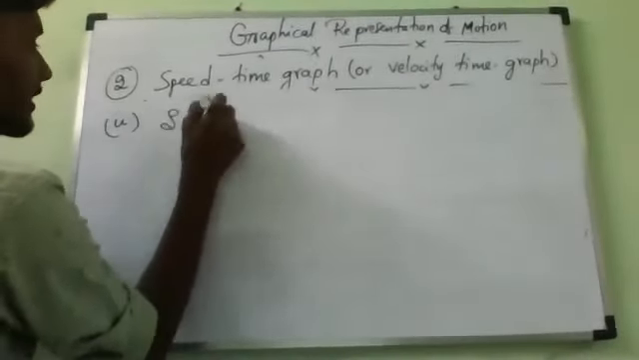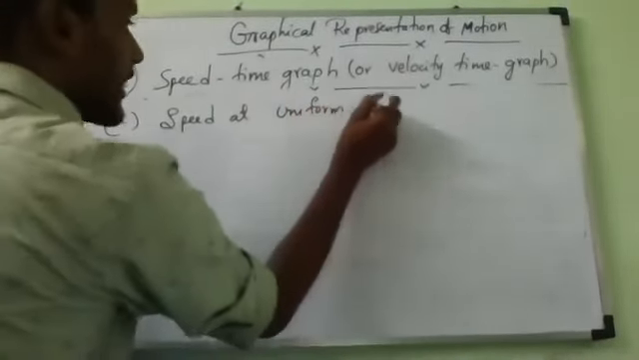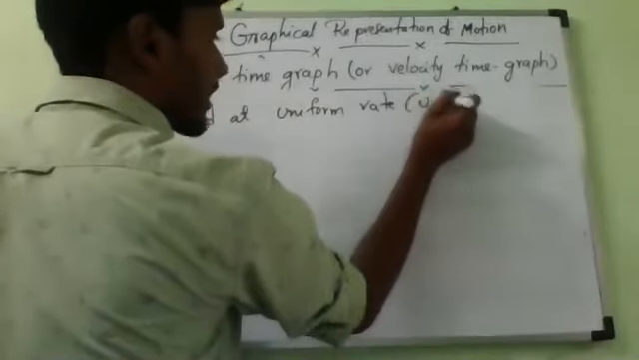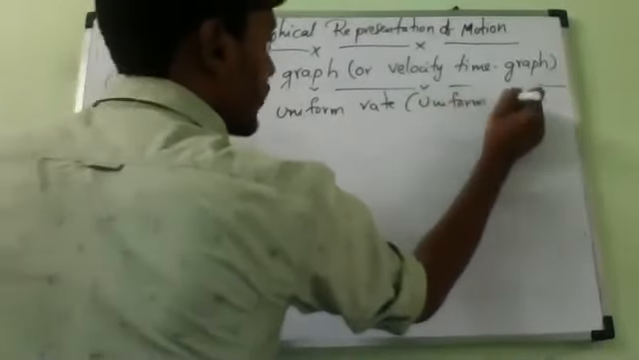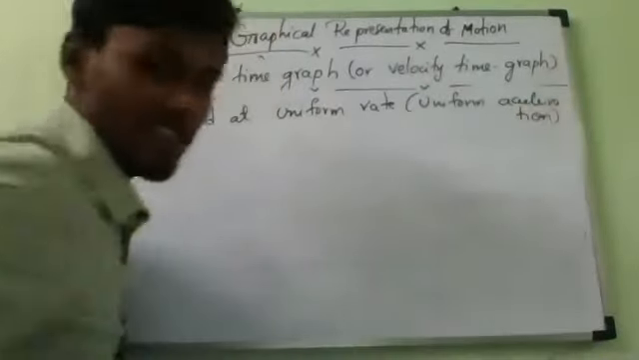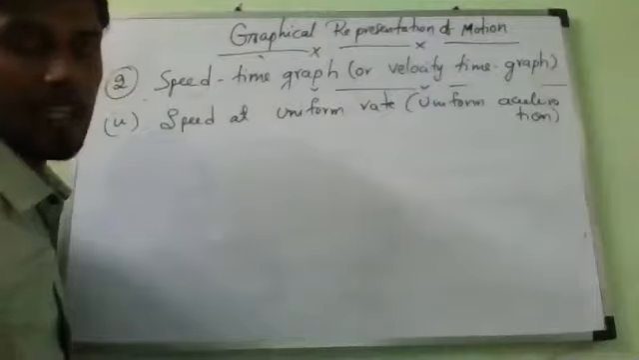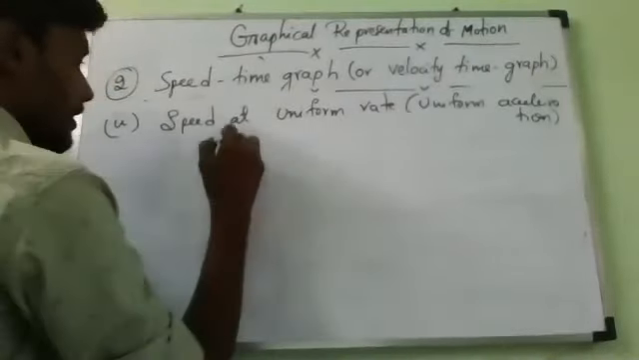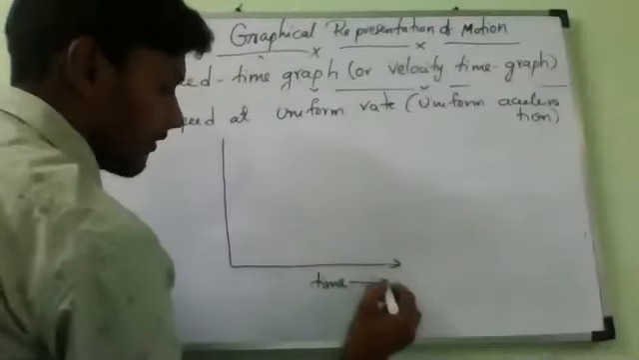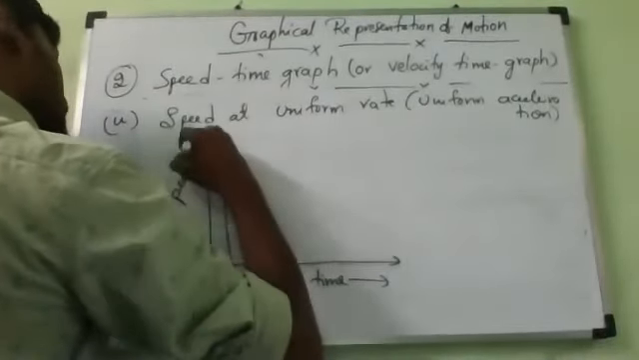Speed at a uniform rate, then a uniform acceleration. Understanding? Uniform acceleration. Now, how the graph will come? Please tell me. Graph will be what? This is the time axis, and this is the speed axis. Speed axis and time axis.